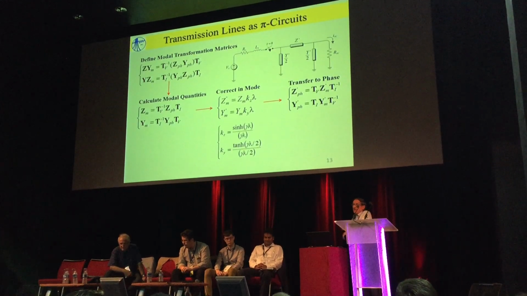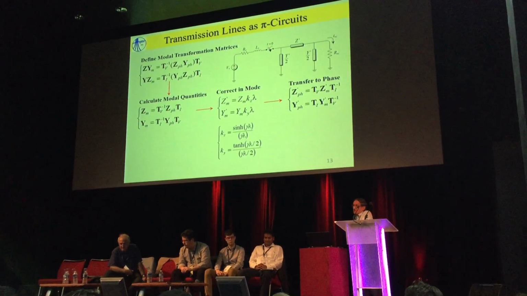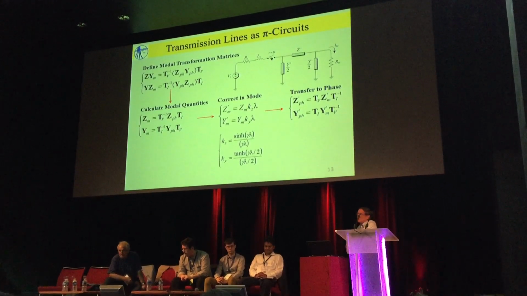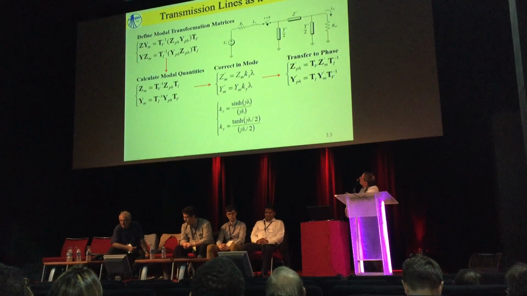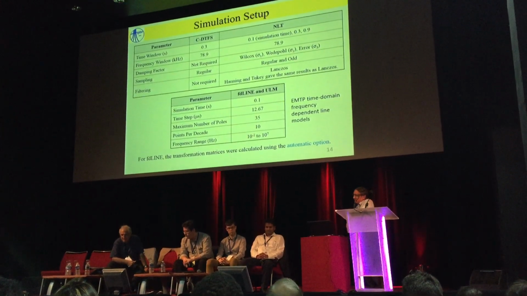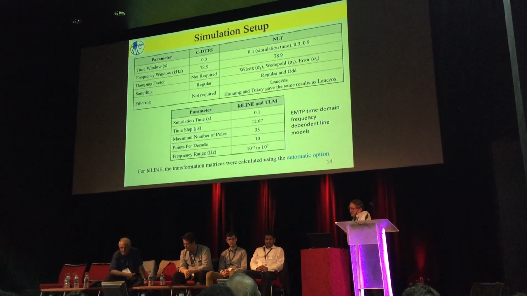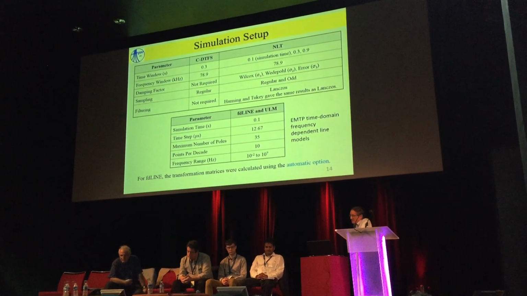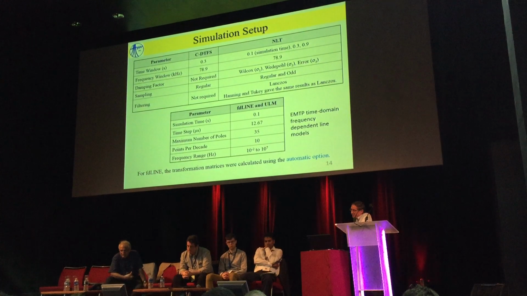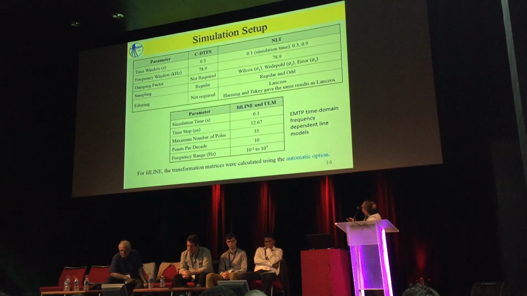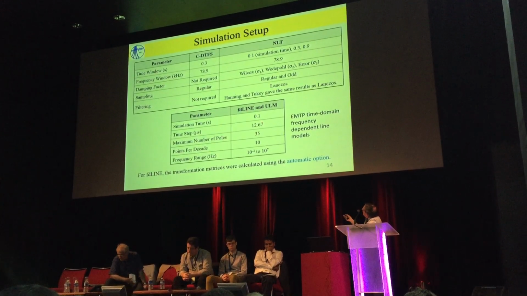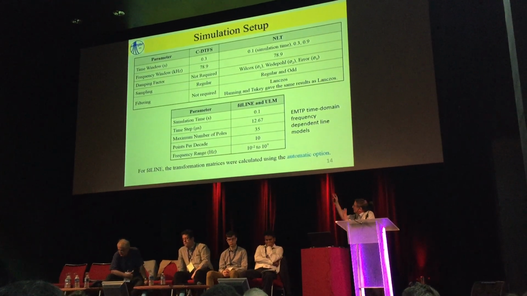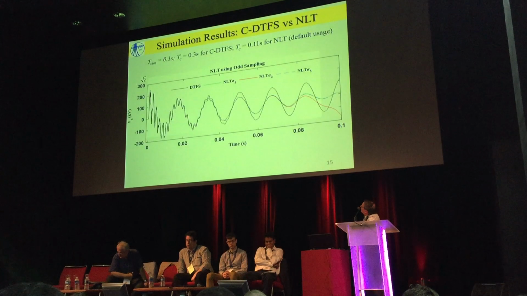In frequency domain, it's straightforward to model transmission lines. You just use the pi circuits with the long line correction, the frequency correction. These are the parameters for the simulation that we perform in energizing that subtransmission system. So we're going to simulate up to 0.1 seconds of simulation time, and all the other parameters are here.